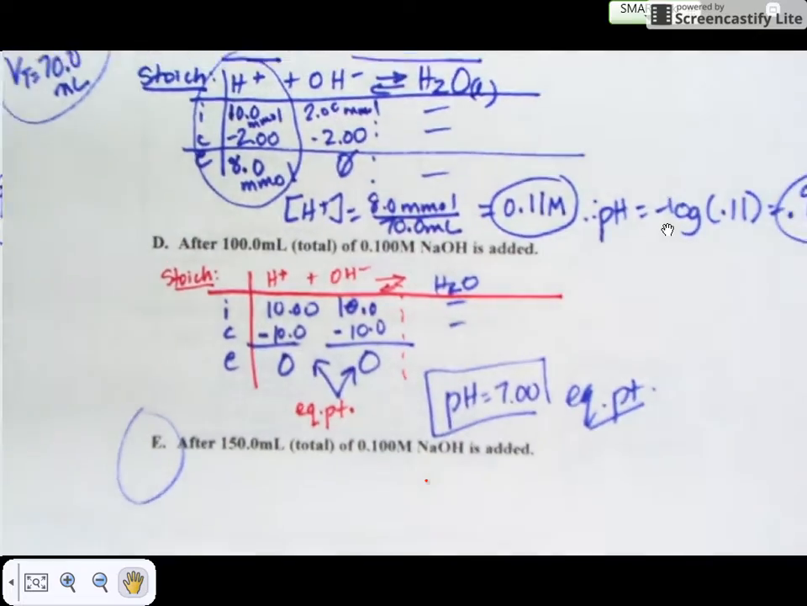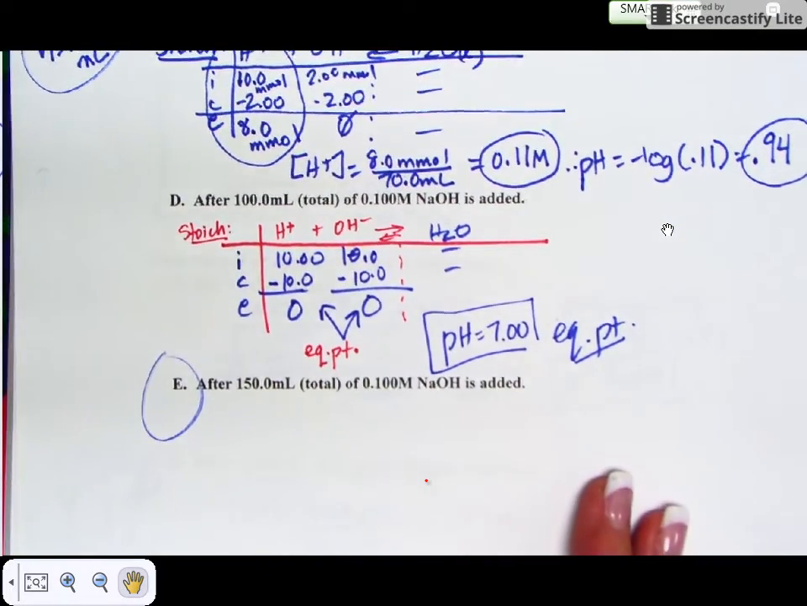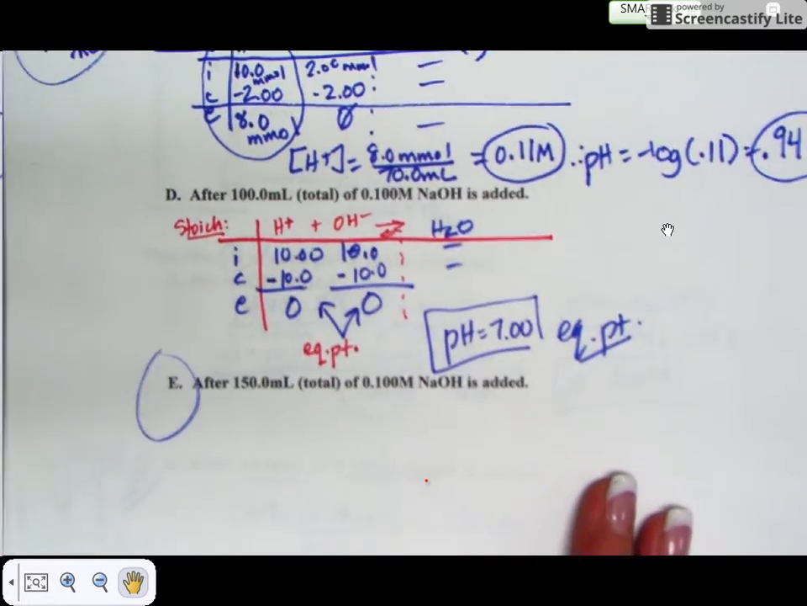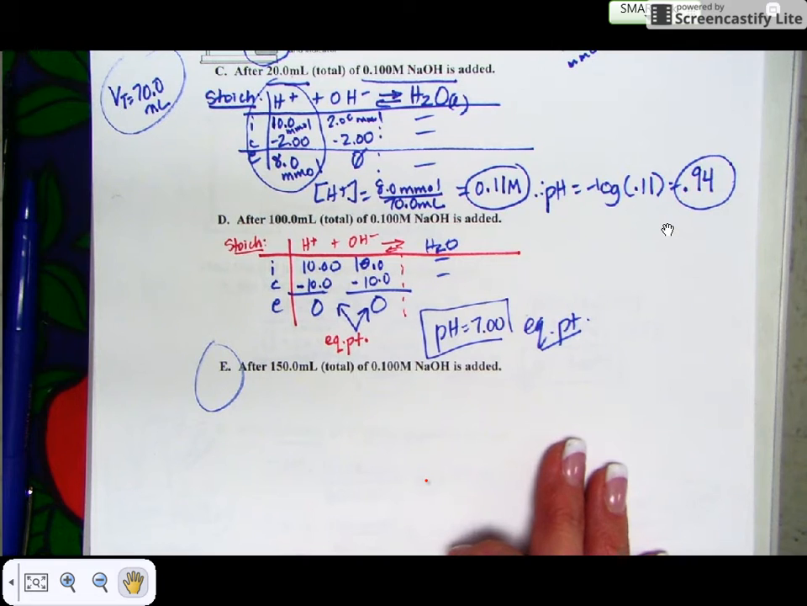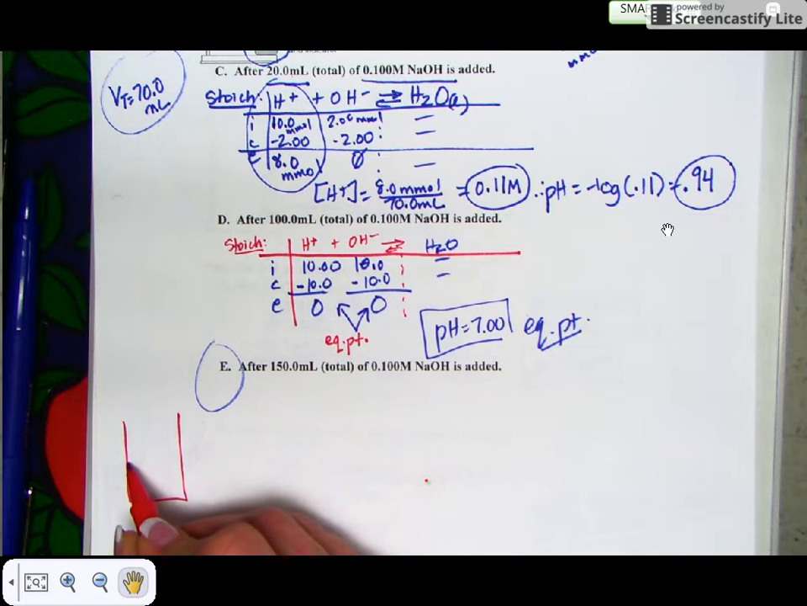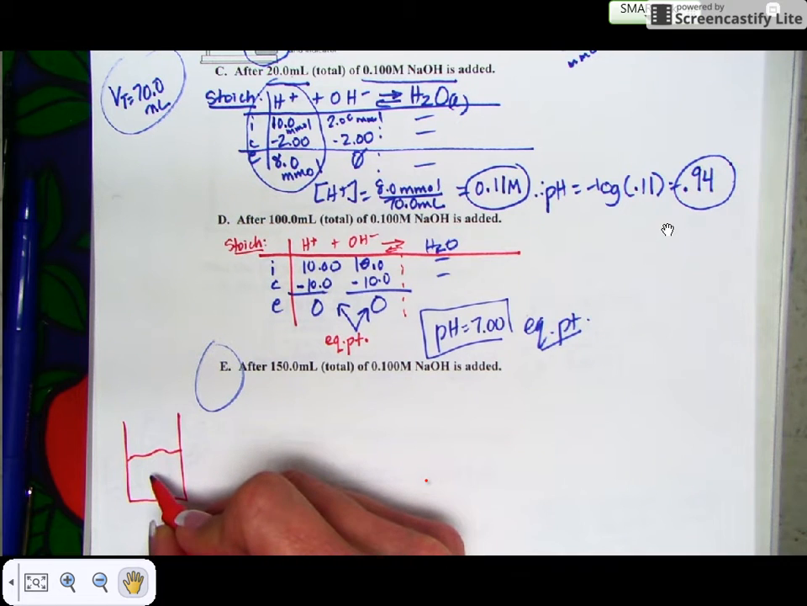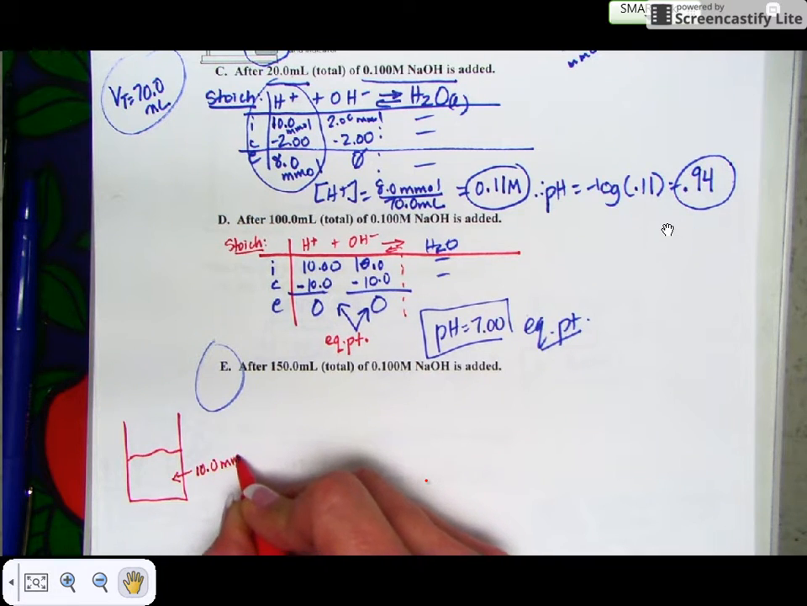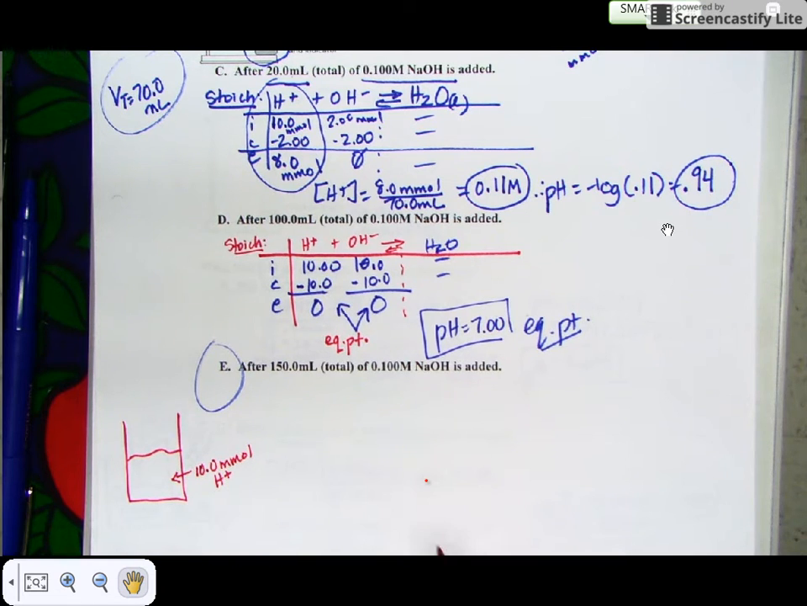Okay, so I want to continue on and work out part E of the strong acid, strong base titration that we started on in class today. Let me remind you of what's going on in your flask. We were titrating the acid, in this case nitric acid, a strong acid, and we had already determined that in the flask we had a total of 10.0 millimoles of the acid.